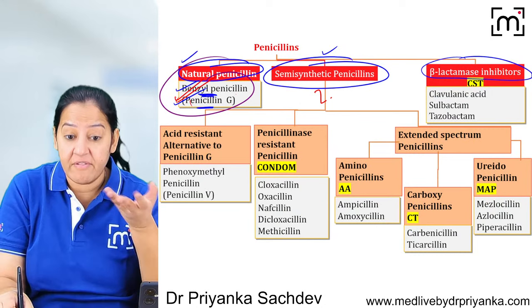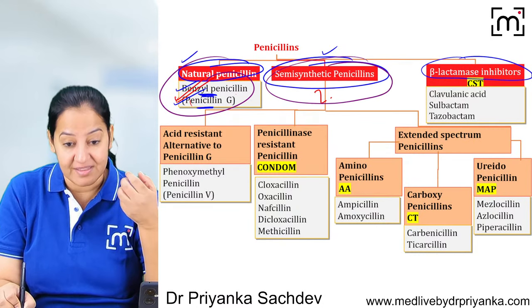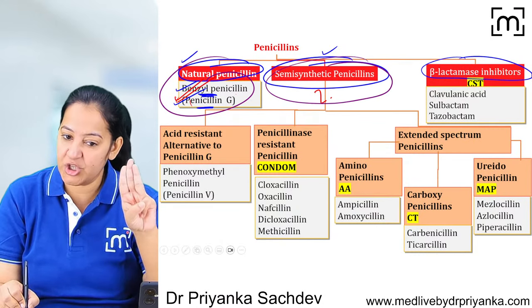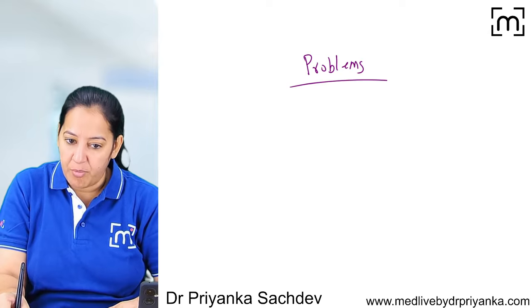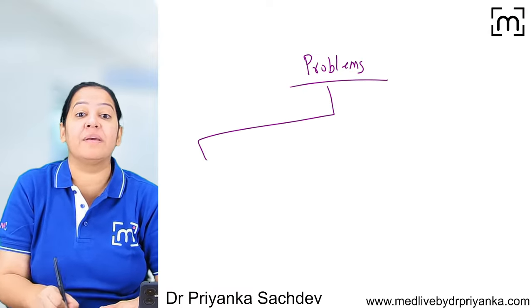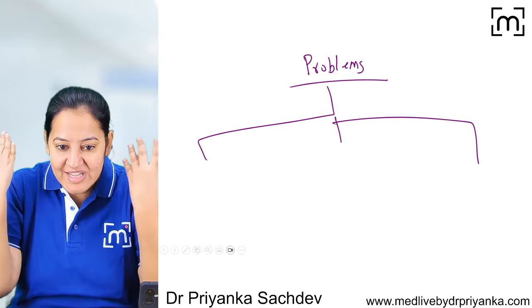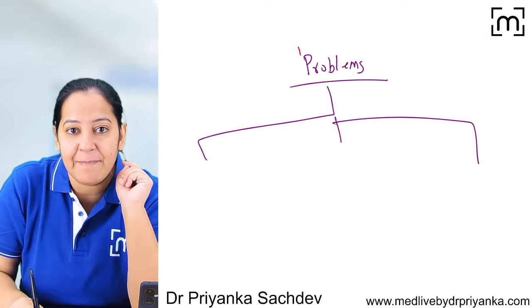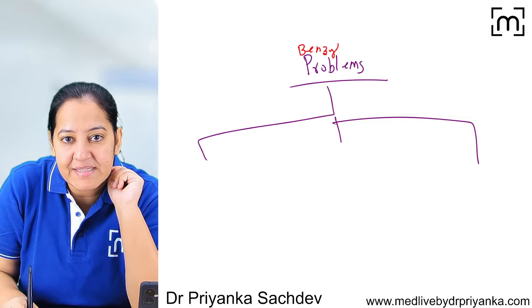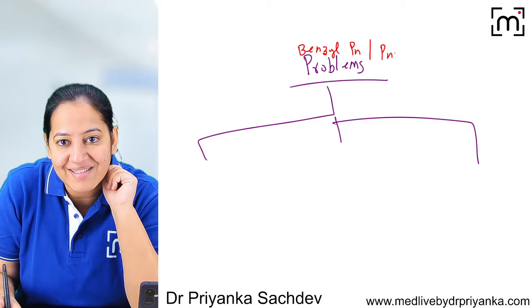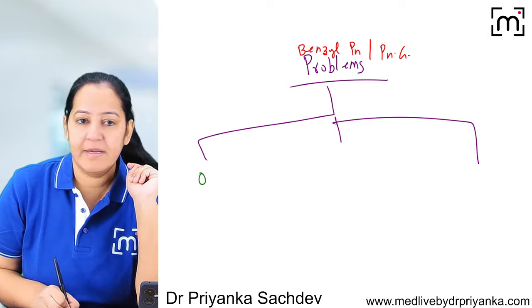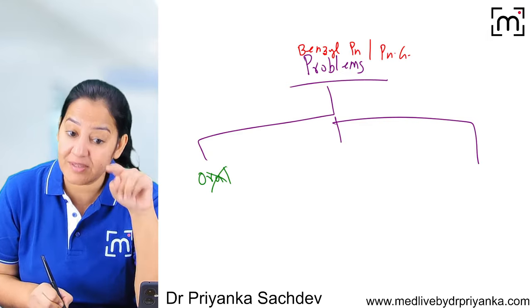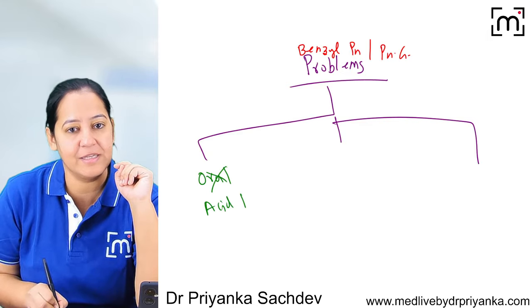That's why we have synthesized the artificial. Say the three shortcomings. What are the three problems, three limitations or three shortcomings of the natural penicillin? What is natural penicillin? Benzyl penicillin, also known as penicillin G. There are three problems with this. Number one, it is not effective orally, because it is acid labile, so we have to give the injection.